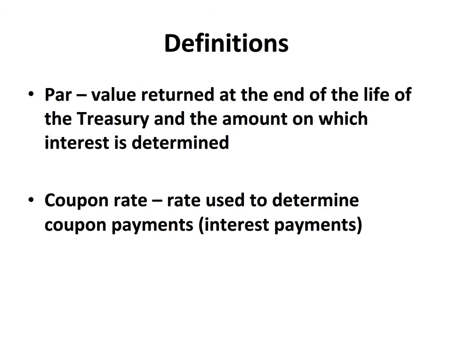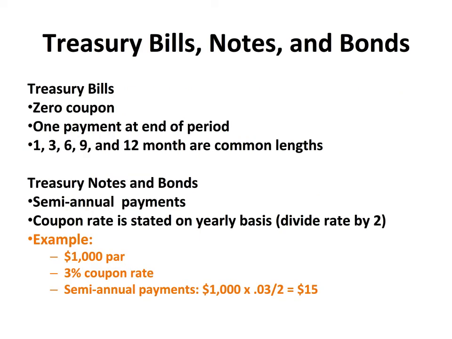or what we often call the coupon payments. Treasury bills, notes and bonds are covered on this slide, but treasury bills are zero coupon. They have one payment at the end. They're also known as discount bonds. You get $1,000 par at the end. You pay money up front for that bond. Again, there's one payment at the end. Common lengths of these bonds are 1, 3, 6, 9, and 12 months.